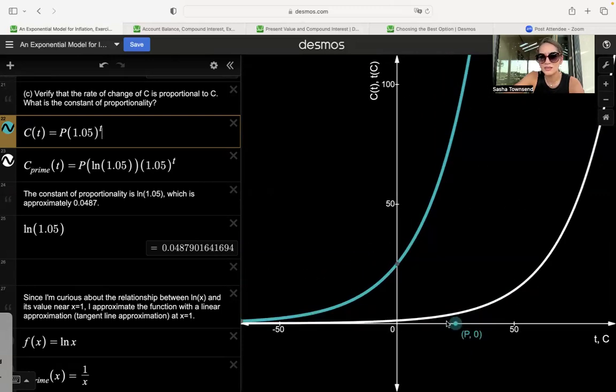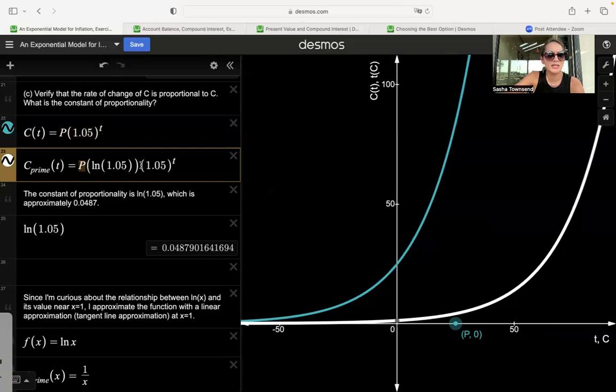So you say when t equals 1, I'd like to compare the y value for c prime to the y value for c, and we see there's a big difference between those y values. That factor that gets you from c of t to c prime of t is that natural log of 1.05. So these y values are actually proportional to each other. This y value times natural log of 1.05 will always give you this y value. And so they say, verify that the rate of change of c is proportional to c, and we see that's true because you've got c prime equals p times 1.05 raised to the t. That's actually our c.